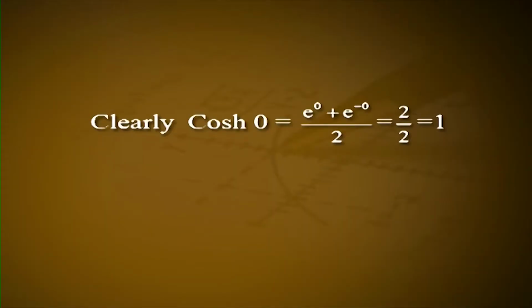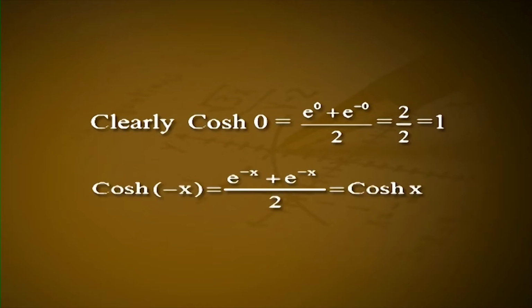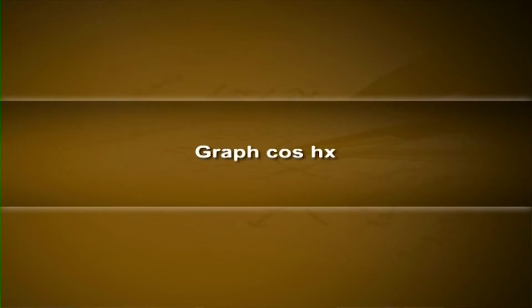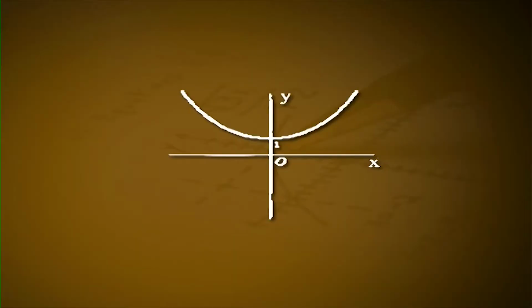This function satisfies the condition cosh 0 is equal to 1 and cosh x is equal to cosh of minus x. Clearly, cosh 0 is equal to e raised to 0 plus e raised to minus 0 by 2. Cosh of minus x is equal to e raised to minus x plus e raised to x divided by 2, which is equal to cosh x. That is, cosh x is equal to cosh of minus x. Graph of cosh x. To sketch the graph of cosh x, we can make use of the graphs of e raised to x and e raised to minus x.